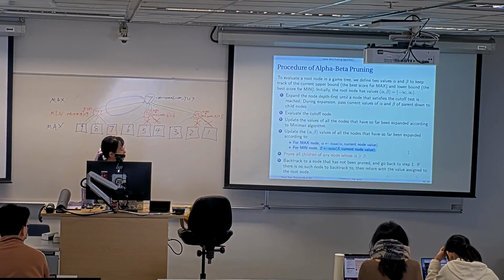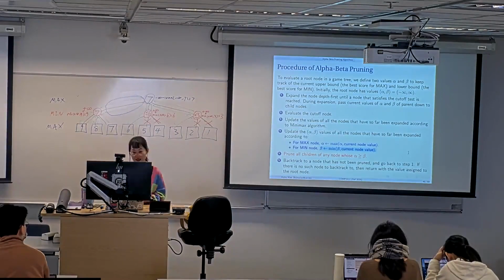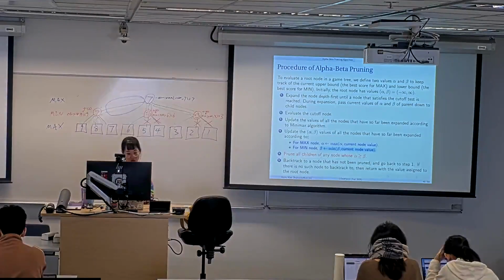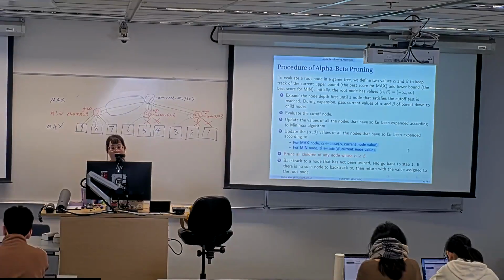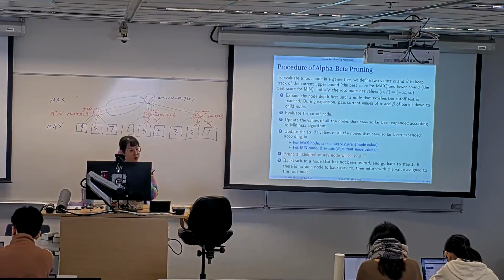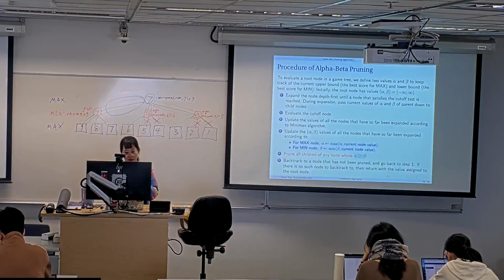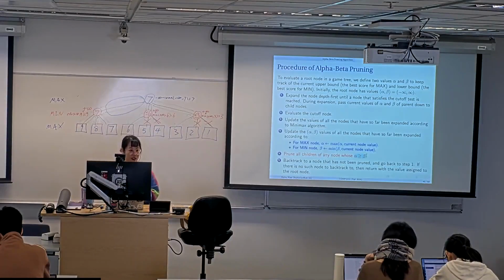Beta will be the minimum between the old beta and the current node value, the updated one. By using these two updating rules, we make sure that alpha and beta always record the current upper bound and lower bound, because alpha is always a max value and beta is always a minimum value. And we need to prune all the children of any node whose alpha is larger than or equal to beta. This is a cutoff. We have to do the pruning.